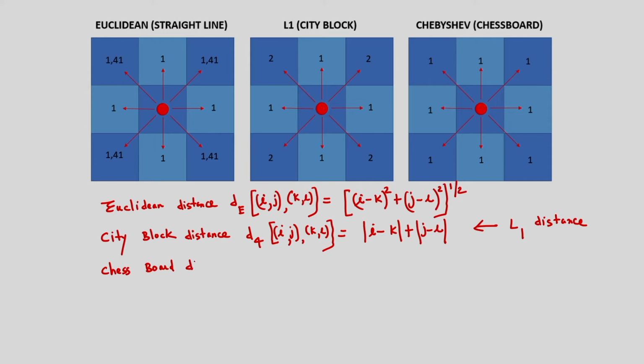Or sometimes it is called the Chebyshev distance. I can define D8 between 2 pixels (I, J) and (K, L). I have to consider this distance: the distance is the maximum value I have to determine of I minus K and J minus L.